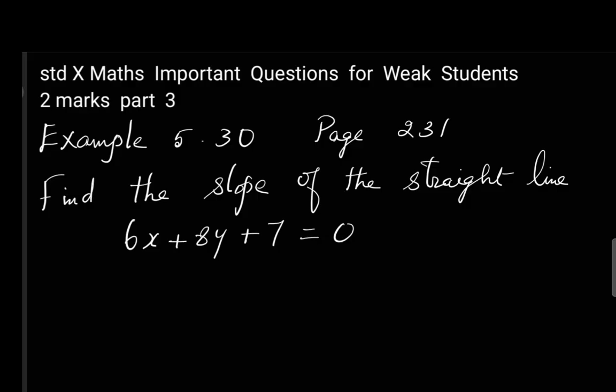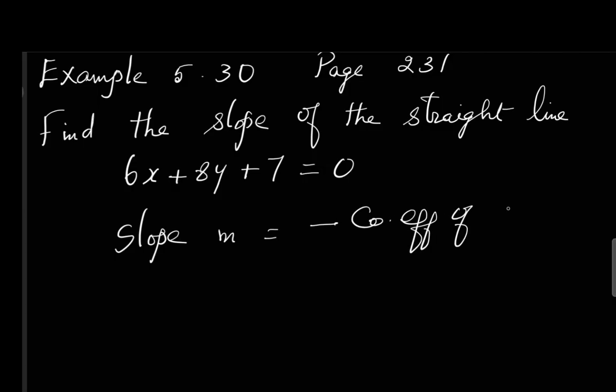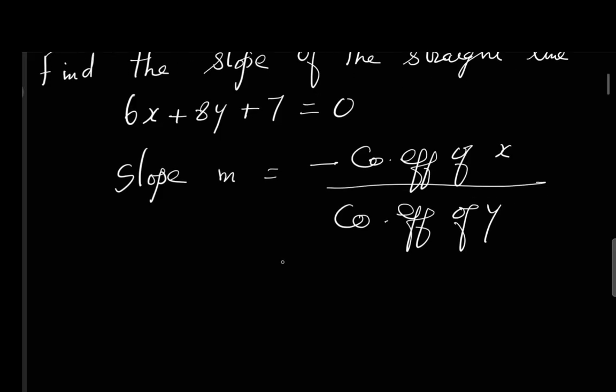First example 530, page number 231. Find the slope of the straight line 6x plus 8y plus 7 equal to 0. So let us write the slope formula. Slope m equal to minus coefficient of x divided by coefficient of y. Here the coefficient of x is 6 and the coefficient of y is 8.